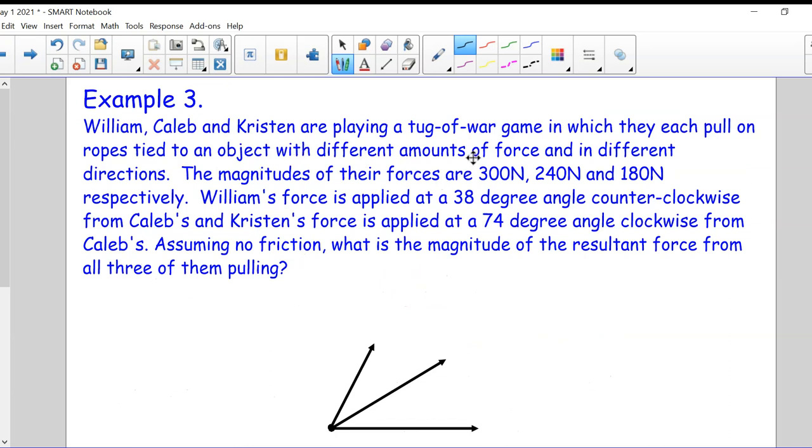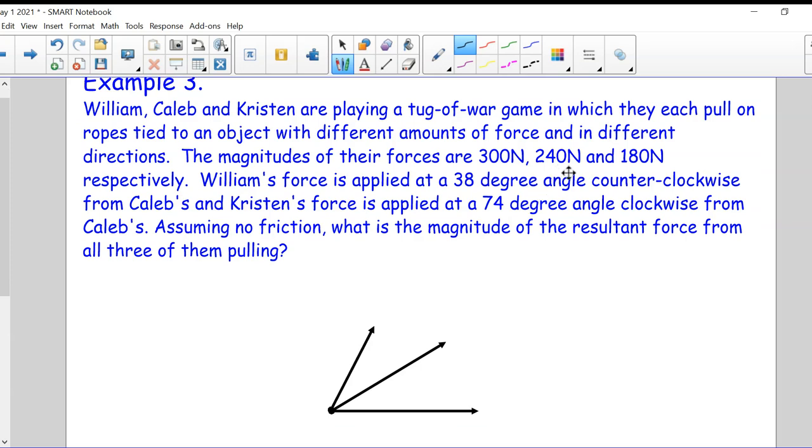William, Caleb, and Kristen are playing tug of war in which they're each pulling on ropes tied to an object with different amounts of force in different directions. And they give you the magnitudes of 300, 240, and 180, respectively. So William is at a 38-degree angle counterclockwise from Caleb, and Kristen's force is applied at a 74-degree angle clockwise from Caleb. Assuming no friction, what's the magnitude of the resultant force from all of them pulling together?